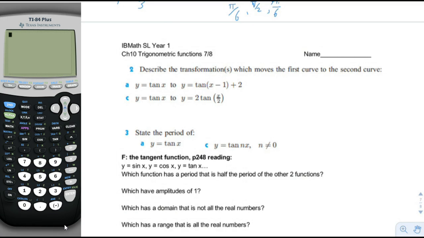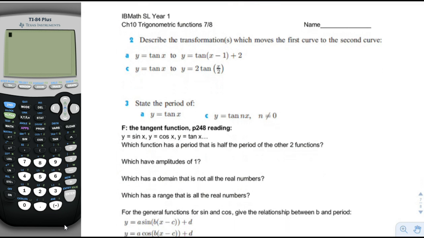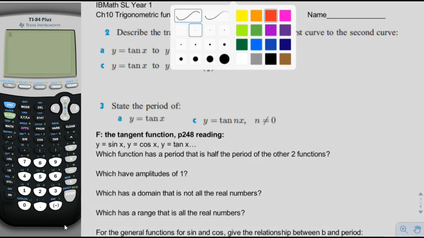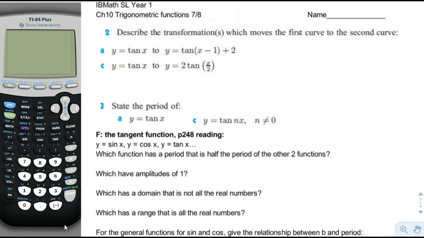Here's page 7 and 8 of trigonometric functions, the last two pages. Describe the transformations which move the first curve to the second curve. So if we look at this one here, we have this, and we have this.